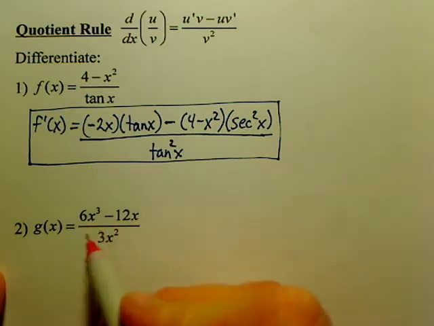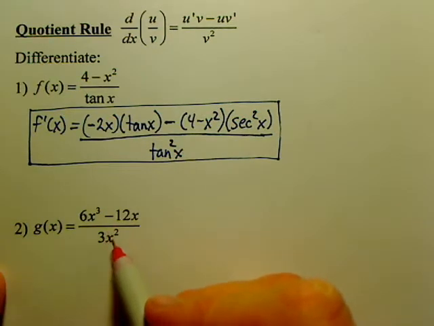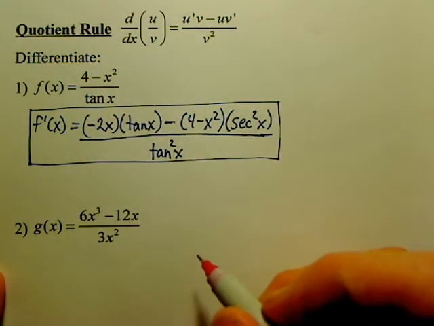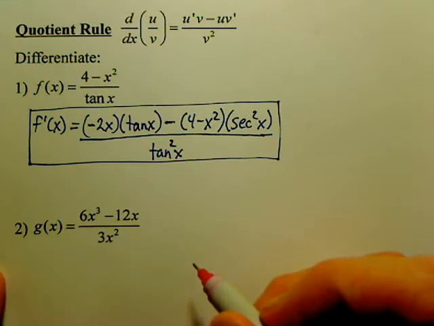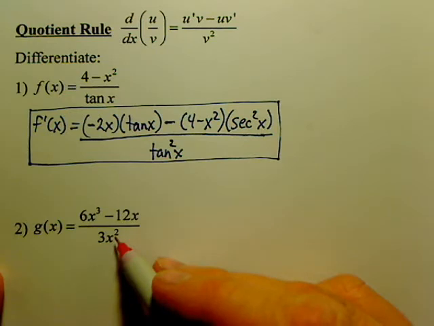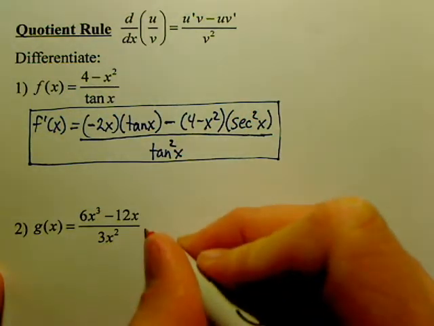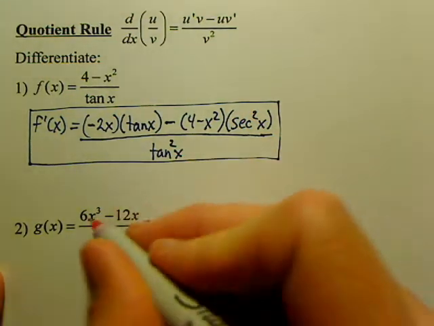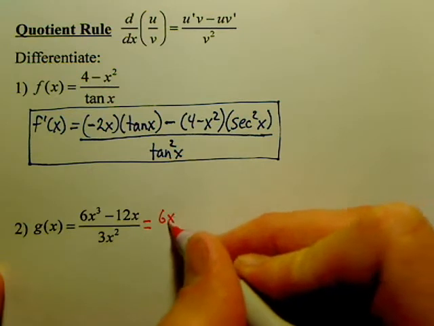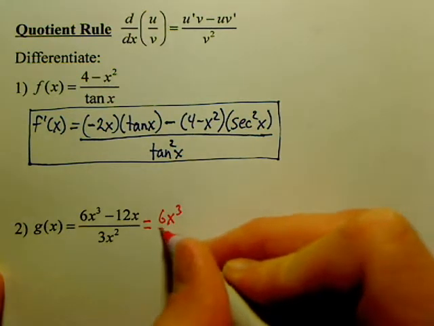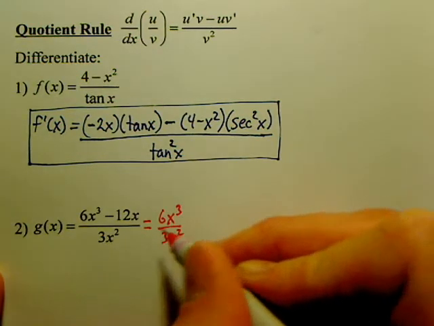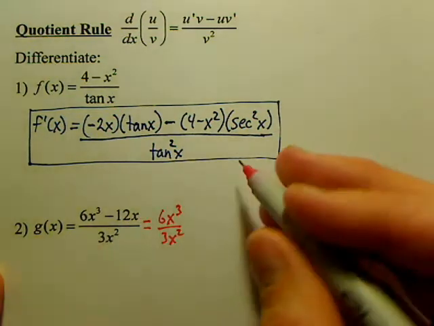All right, got another fraction here. What are we going to do? Well, we could use quotient rule, but there's something a little bit easier. Can you see it? Could I just change this into a polynomial and not even use quotient rule? Take a look, watch what happens. I'm going to rewrite this. Can I rewrite this as 6x to the third over 3x squared? Can I divide 3x squared by both those?